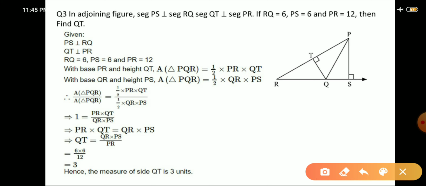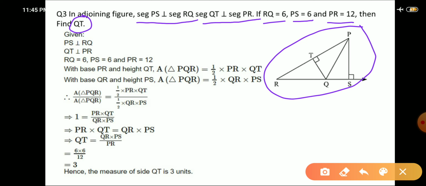Question number 3: in the adjoining figure, segment PS is perpendicular to RQ and segment QT is perpendicular to segment PR. If RQ is 6 cm, PS is 6 cm and PR is 12 cm, then find the length of QT. Here we have to find the length of QT. The diagram is given.